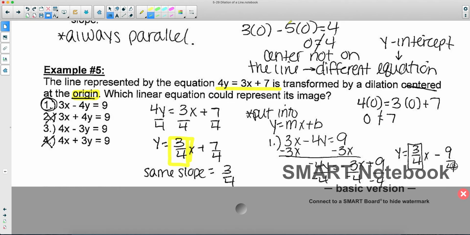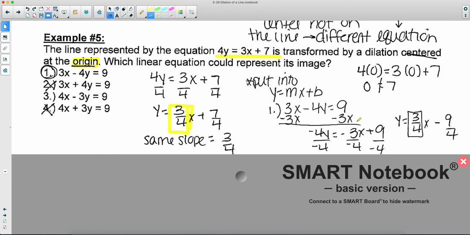So I figured out, well, if this isn't true, I need to figure out what could possibly be my new y-intercept. Well, it doesn't say what the scale factor is. Okay, so I'm really just focusing on the same slope. So I took choice 1, and I have 3x minus 4y equals 9, and I started getting these all into y equals mx plus b form. So look over here at choice 1.